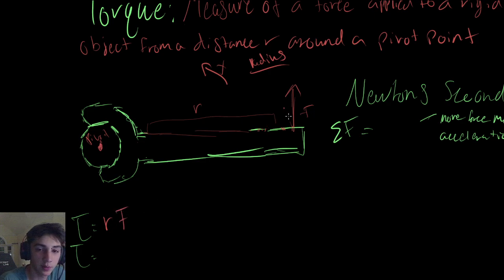And if we're not pushing perpendicular, if we're pushing at an angle, then our perpendicular force, the vertical one, would just be F sine theta. So now we have force times sine theta. However, if it is perpendicular, sine of 90 degrees is just 1. So it's just r times F.